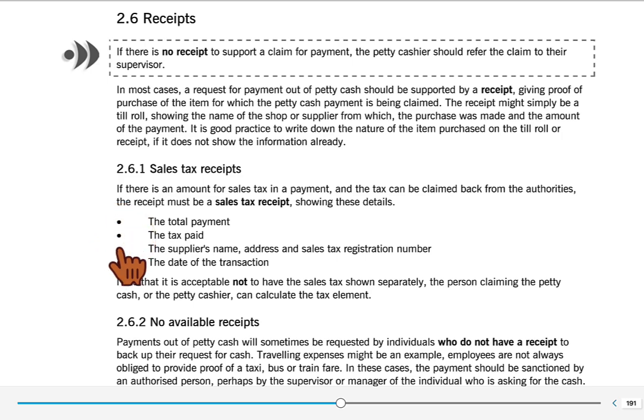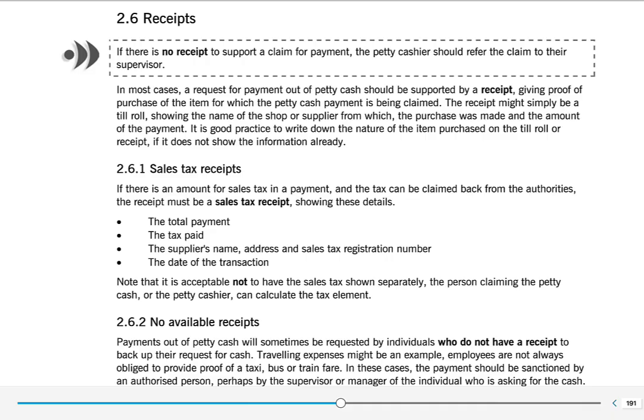3. The supplier name and address. This tells us who sold the goods or services. 4. The supplier's sales tax registration number. This proves the supplier is registered for sales tax. 5. The date of the transaction. This shows when the purchase happened. If one of these details is missing, the receipt may not be accepted as a valid tax receipt.